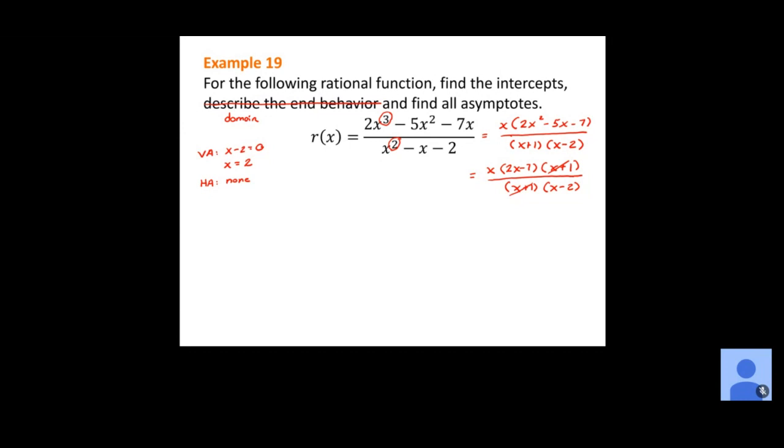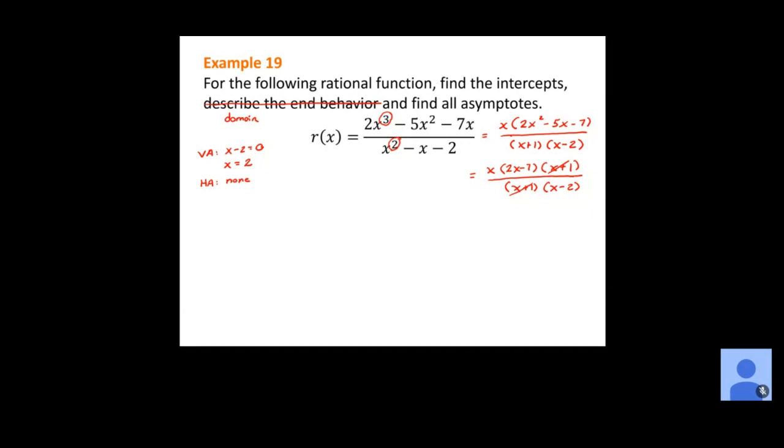Okay? And just go back and review those rules. If those degrees had been the same, then you would divide the coefficients here. So we'd have 2 divided by 1, which would be 2. If the top is smaller than the bottom, then it's always just going to be y equals 0, right? So those are the 3 cases, but in this case, we have a bigger degree on top than the bottom, so there is no horizontal asymptote.